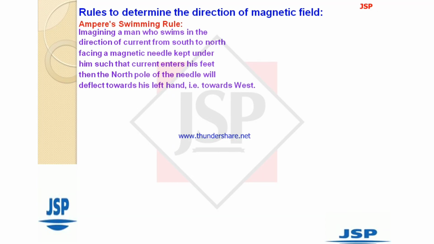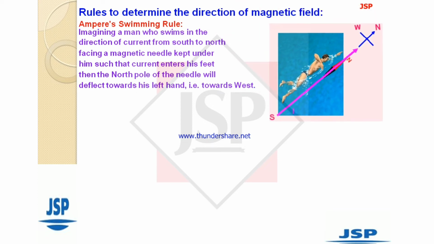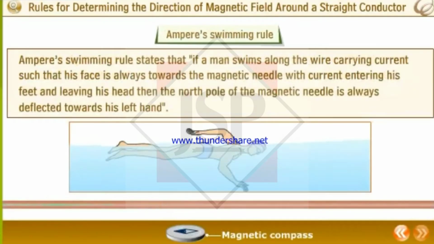Rules to determine the direction of magnetic field. First one, Ampere's swimming rule. Imagine a man who swims in the direction of current from south to north, facing a magnetic needle kept under him such that current enters his feet. Then the north pole of the needle will deflect towards his left hand, that is, towards the west.